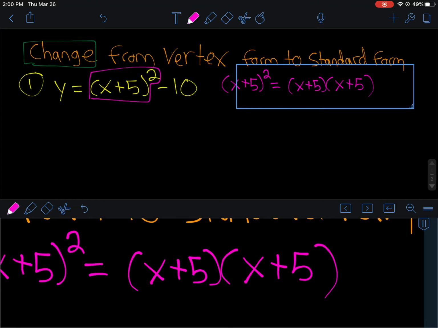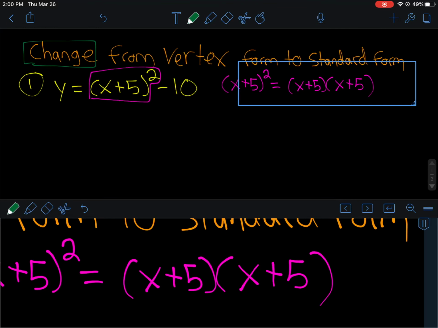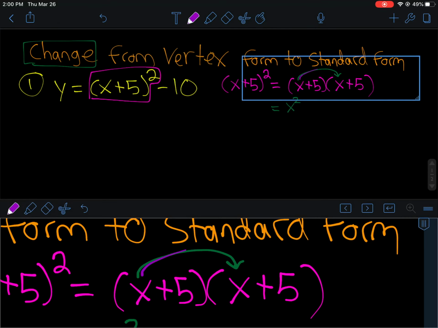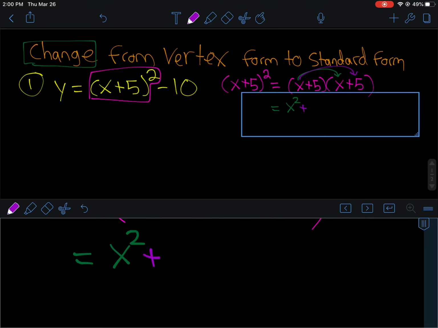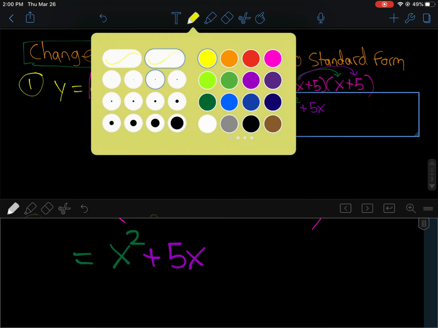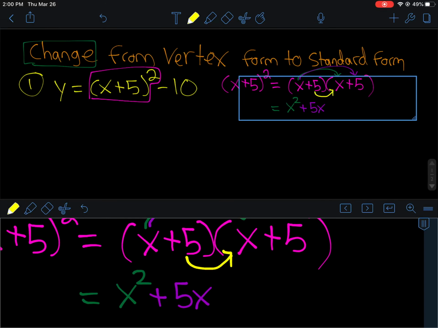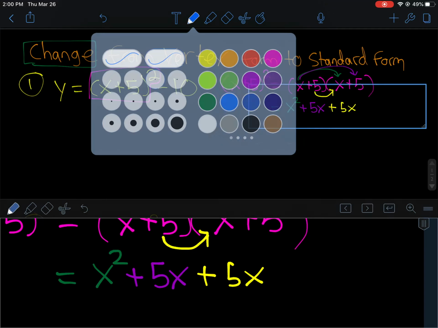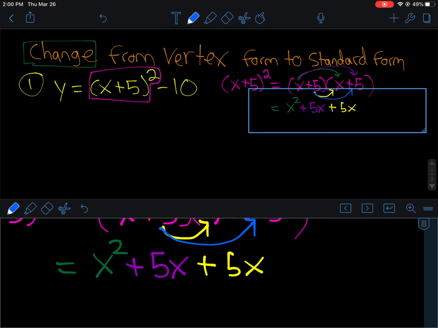If you consider it a FOIL problem, where you're going to have 4 arrows, you're going to have to distribute here. So when I distribute, my first thing is x times x, which in this case is going to be x squared. My second step would be x times 5, which would be 5x. And then my other 2 arrows come from distributing the 5, which is my inside part, so it'd be plus 5x here. And then my last, which in this case is 5 times 5, which is 25. Again, I'm multiplying there, not adding.